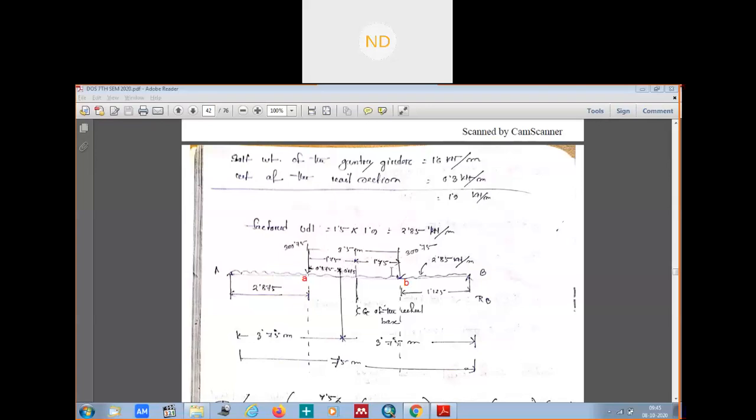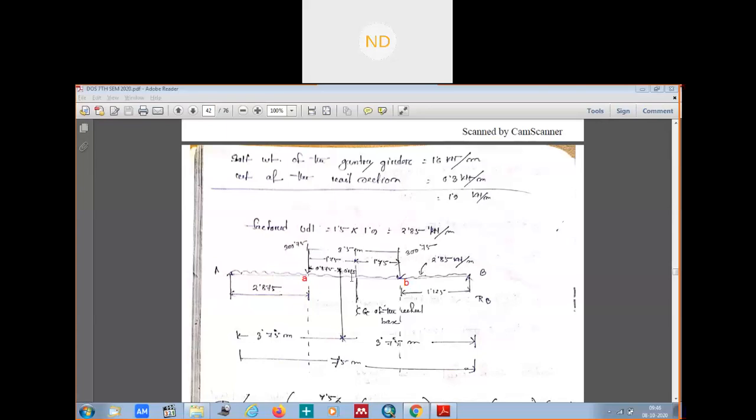So now we know this. The maximum factored load on each wheel we have just calculated, which has come out to be 300.75. We know these values, right? The gantry girder span was 7.5 meter, so half of this is 3.75, 3.75.